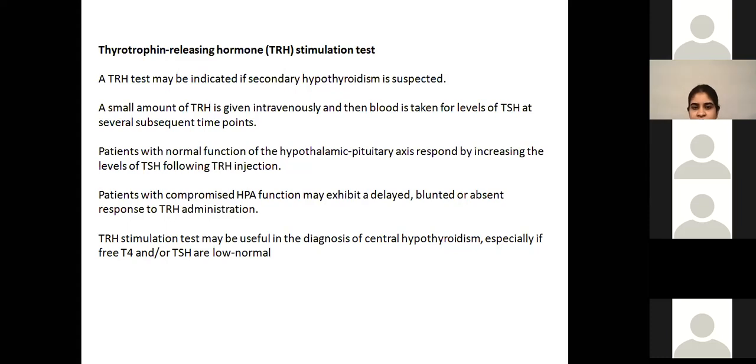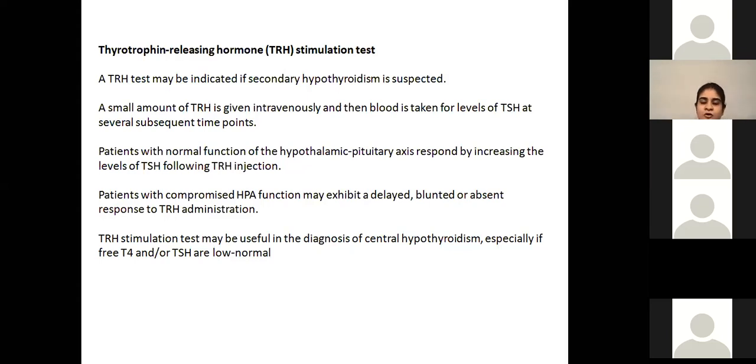Thyrotropin releasing hormone stimulation. If you suspect a person with secondary hypothyroidism, it's very important that you perform a TRH test. A small amount of TRH is given through an IV, and then blood is taken for the levels of TSH, because as we already read, TRH causes an increase in levels of TSH. Patients with normal function of the hypothalamic pituitary axis respond by increasing the levels of TSH.